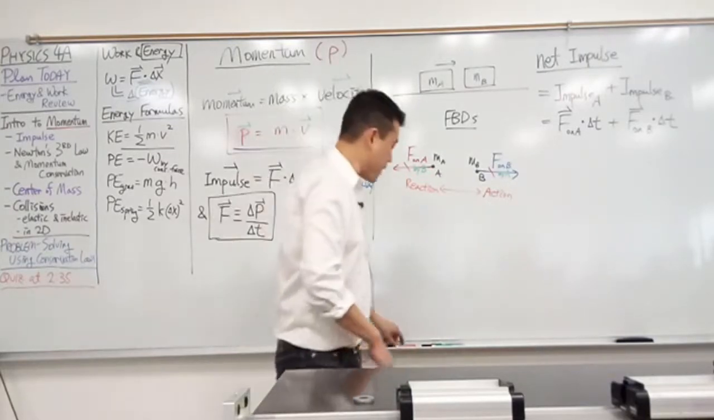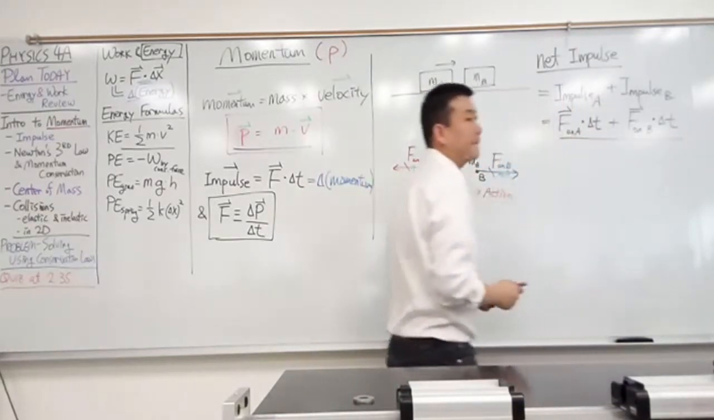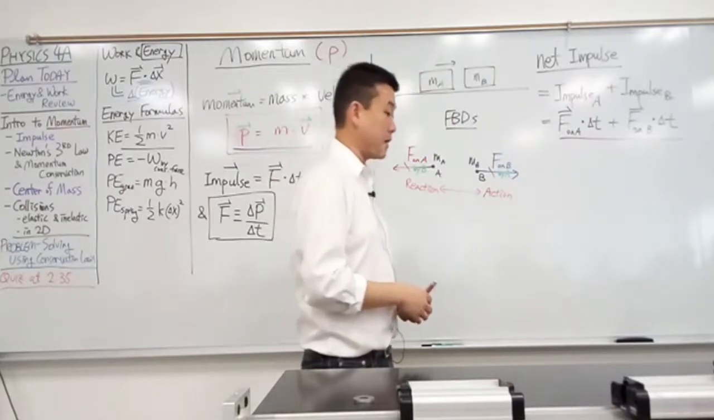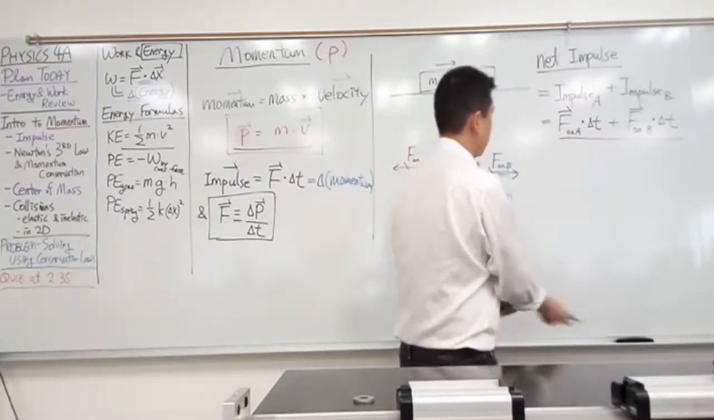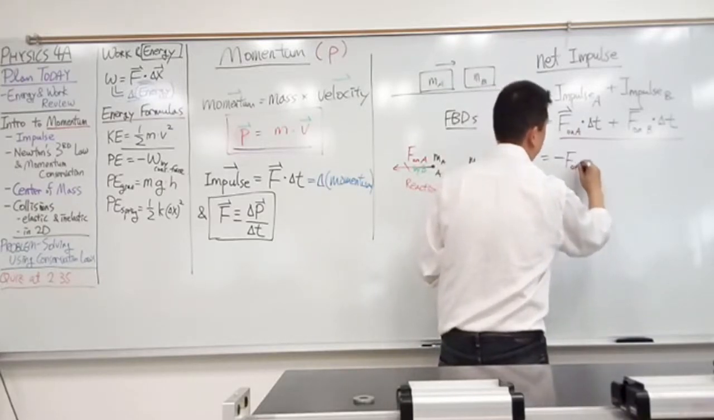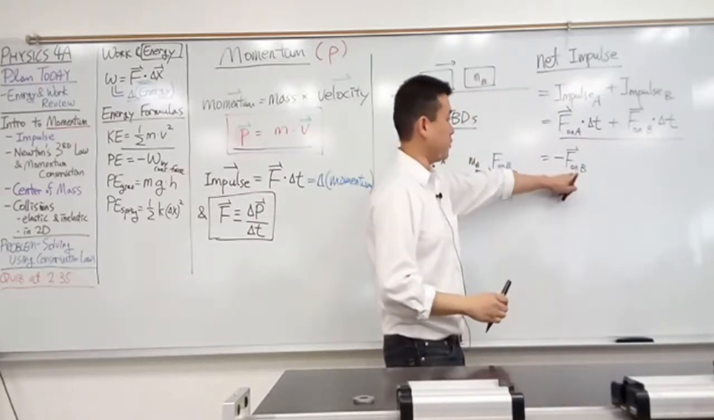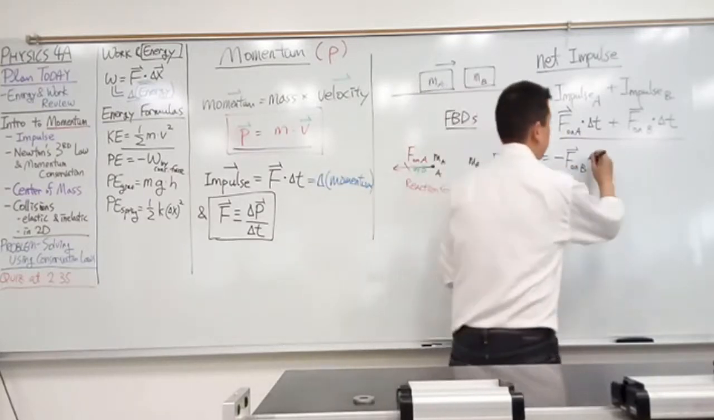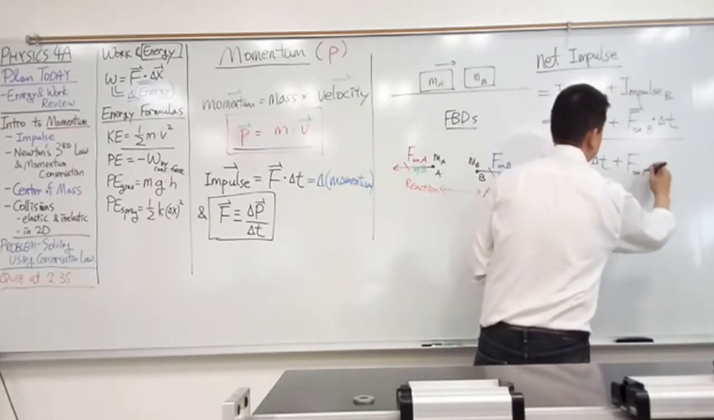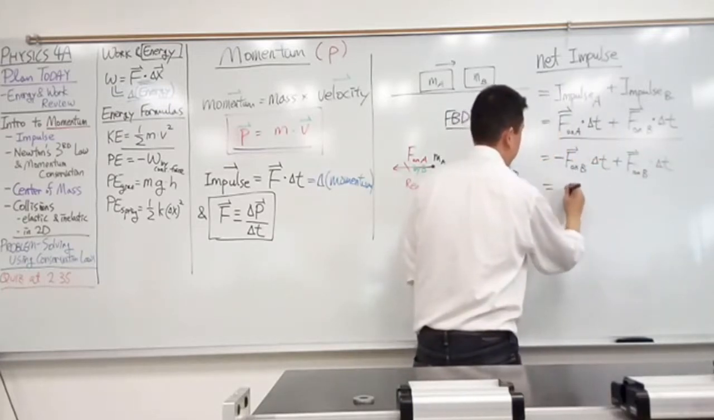So what does that tell you about this quantity here that I was writing? Yes? The force on A should be equivalent to force on B. Yeah, so I could actually rewrite it this way. This is minus force on B, equal in magnitude, opposite in direction, times delta T, plus force on B times delta T. Hey, that looks like that adds up to zero.